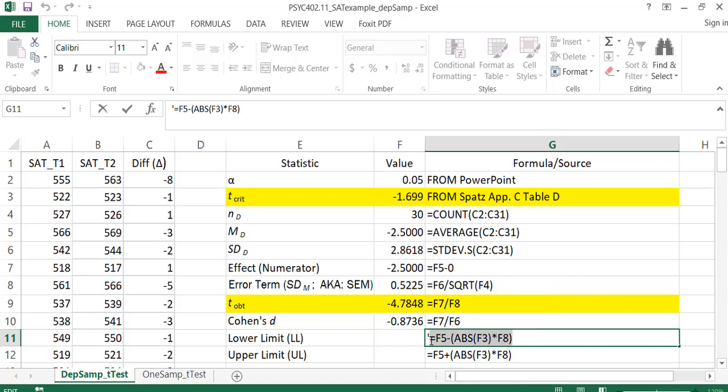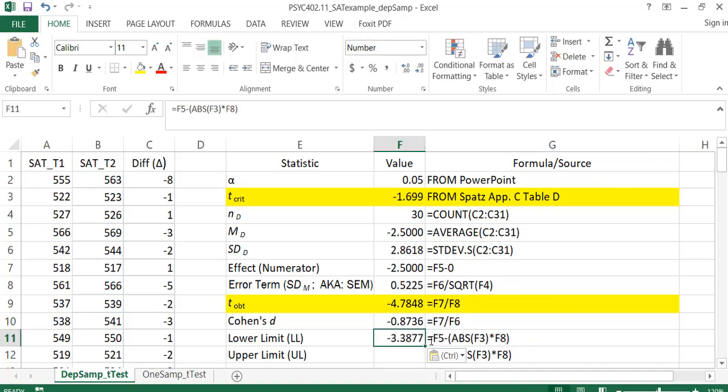So I'm going to copy this since I'm already clicked into there. And so from this, I see the lower limit is negative 3.3877, or rounding, negative 3.39. What that tells me is that if I sampled again, so if I went back and got another group of individuals, I had them take a statistics course, I looked at the change in their SAT performance, they wouldn't change exactly by negative 2.5 points, but they would change somewhere between negative 3.39 and then the upper limit.